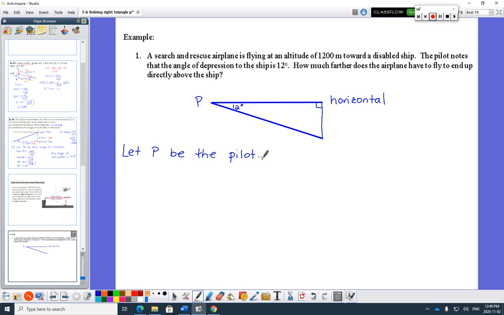What do we want to label next? The airplane or the ship? So the ship is below the airplane, obviously, that makes sense. So I'm going to call the ship S. Now, this question is weird. So we're trying to find where the airplane should go. So theoretically, the pilot's in the airplane, right? So that's where it is. We're going to find where it needs to go. So because I've drawn my ship here, I'm just going to call this A for airplane. That's where the airplane should end up.